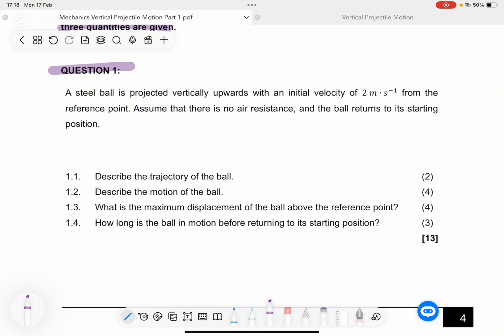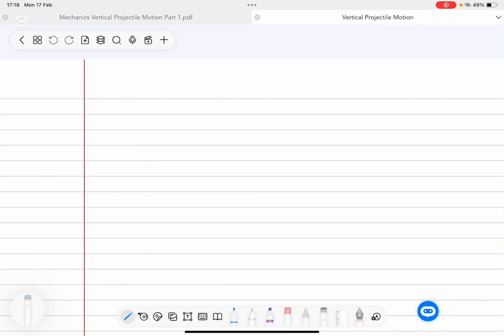Now in question 1 they say here that a steel ball is projected vertically upwards with an initial velocity of 2 meters per second from the reference point. Now, I think already you know that we use the academic constitution where we start with the first rule in that constitution that says I for interpretation. So now I'm doing question 1 here and I'm doing interpretation.